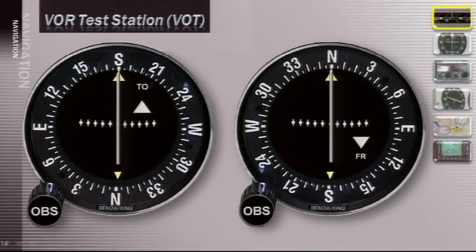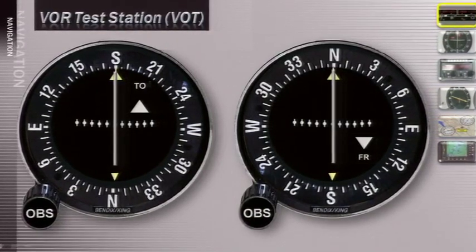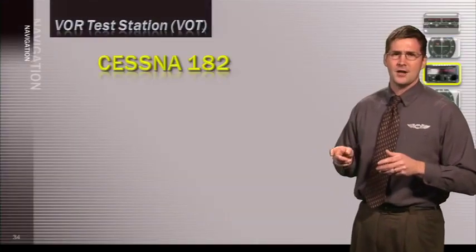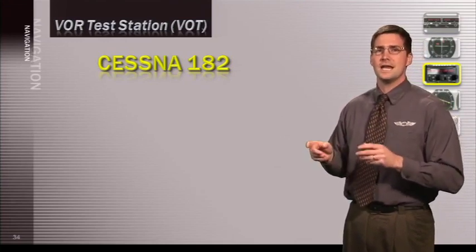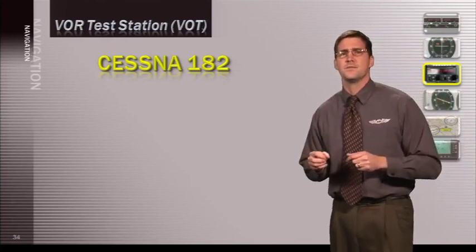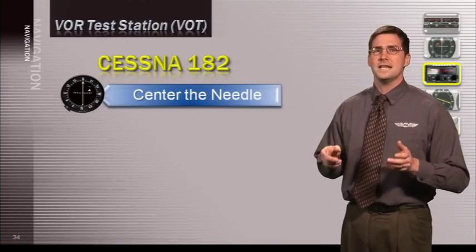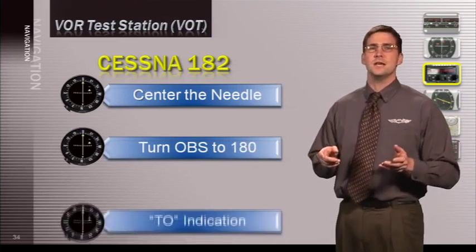There is an acceptable error of plus or minus 4 degrees with these readings to still be considered usable. A helpful mnemonic to aid in remembering how to use the VOR test frequency is to remember Cessna 182. Here's what we mean. Center the needle, C for Cessna, 180, turn the OBS to 180, and 2 equals a 2 indication.